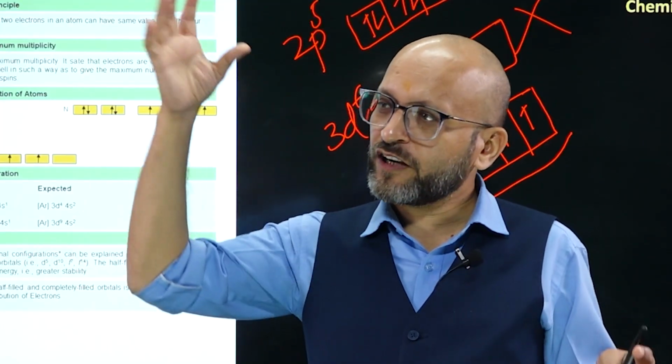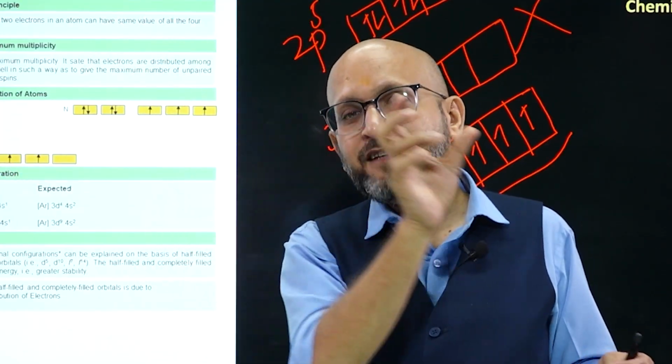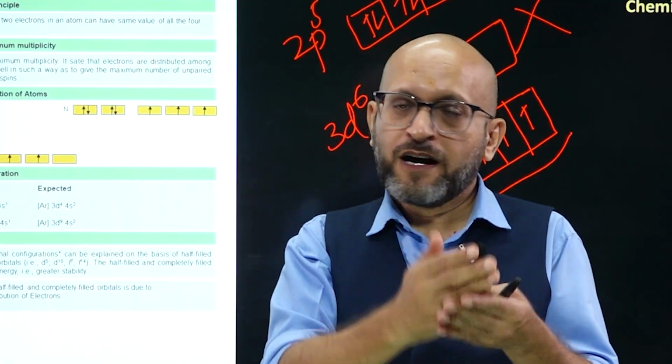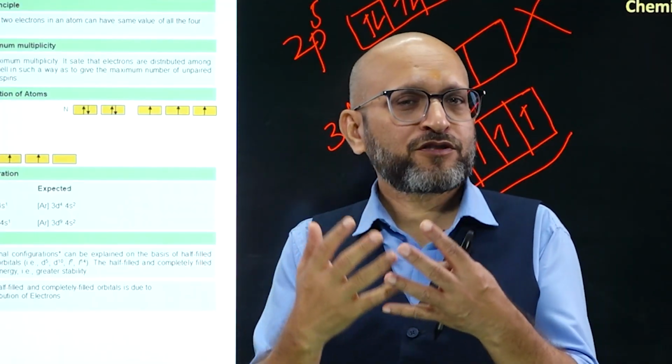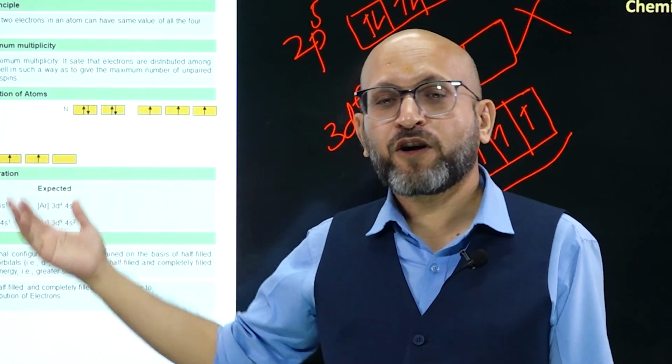So what is the stability order? Fully filled, then half filled, then partially filled. So half filled subshells are more stable. Because of that, chromium and copper have been found as exceptions.